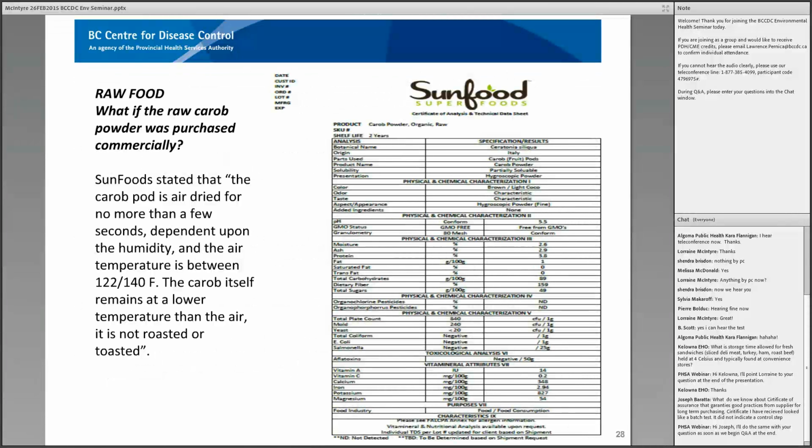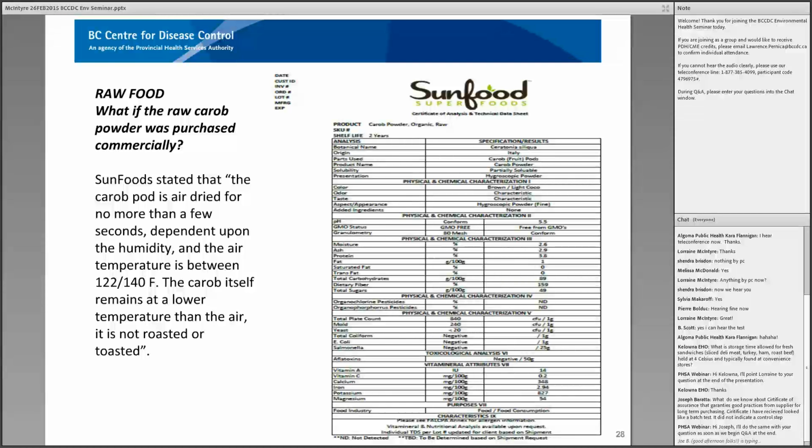Then the next question that the EHO got from that same vendor, so they always come back with another question, you guys all know that, is: well, can I make my raw food desserts if I buy raw carob powder that was purchased commercially? So I spent a bit of time looking around on the internet, and I did actually find a couple of commercial vendors for carob where they did provide a certificate of analysis. I know it doesn't show up very well on your screen, but about halfway down you can see that they have looked at the total plate count, the molds, the E. coli, and the salmonella. So at least it's something.